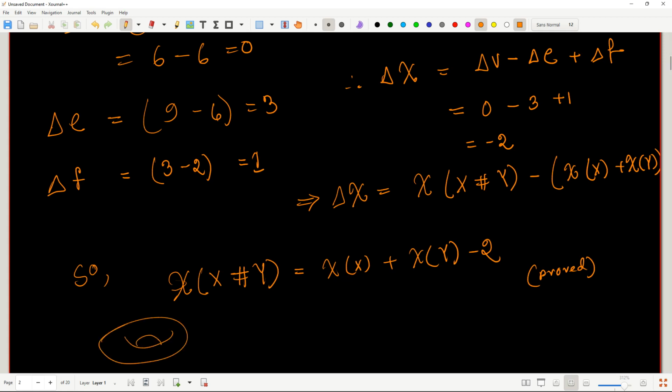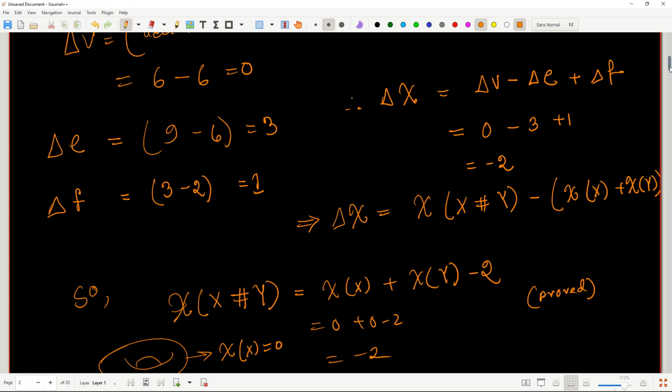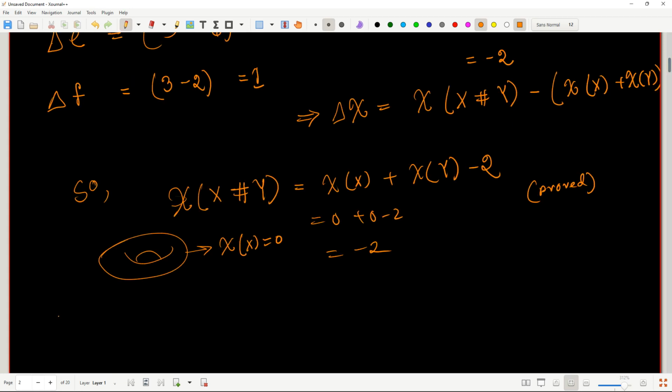You can also even further compute this, because you know this x was what? A torus, and we know from our previous lectures that this is just 0. The Euler characteristic is 0. Similarly, y is also a torus. Its Euler characteristic will be 0 as well. So this is just 0 plus 0 minus 2. This is minus 2.